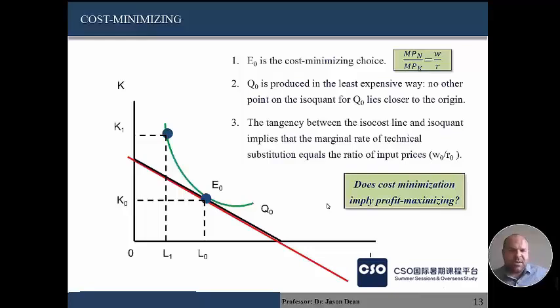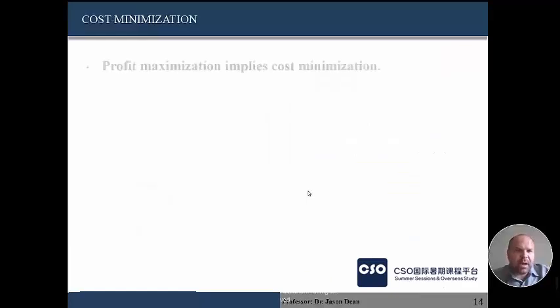So now, does cost minimization imply profit maximization? Well, no, because we can pick any quantity and see what the cost minimizing combination of capital and labor is to produce that. For the firm to maximize profit, there's only one Q, and it wants to produce that in the least costly way. So no, but profit maximization does imply cost minimization.